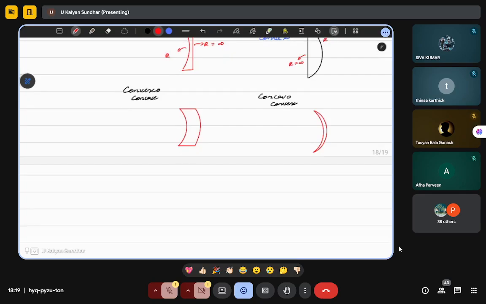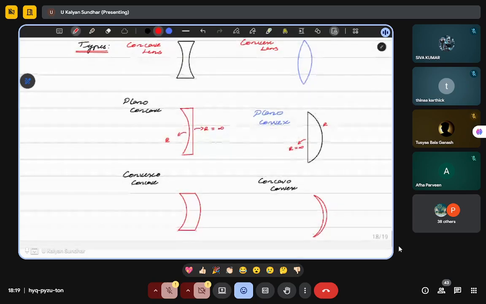So these are the common types of lens which we'll be dealing with. The only thing is that you have to know about the radius, I mean, what about the radius? Which surface will have a positive radius and which will have a negative radius, we have to check for it.